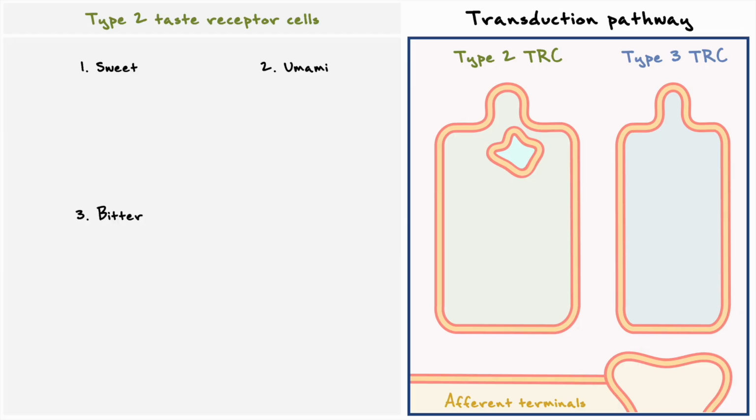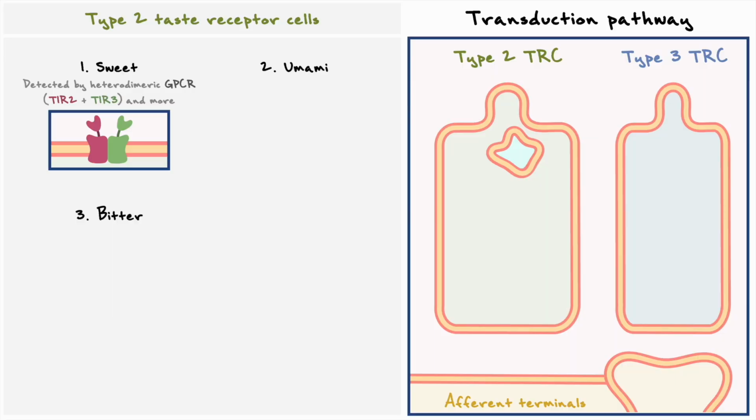So, if we consider sweet first, the taste is detected by a heterodimeric GPCR made of a T1R2 and T1R3 subunit. Common chemicals that will elicit a sweet taste include sugars, artificial sweeteners, some proteins, and amino acids.